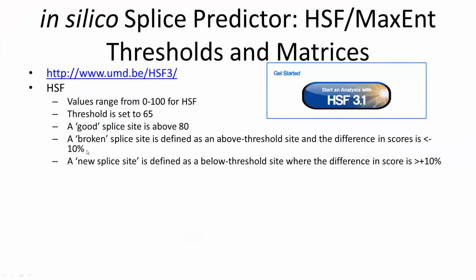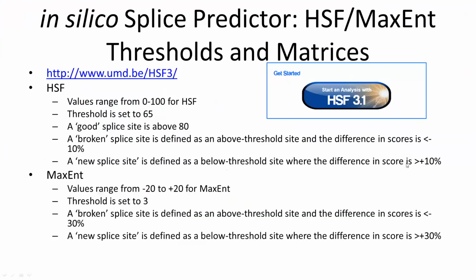And so the cryptics will be opposite that, right? So a new splice site, which is use of a cryptic site, is defined as a below threshold site where the difference is greater than plus 10%.